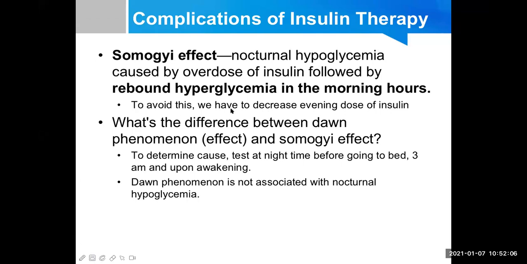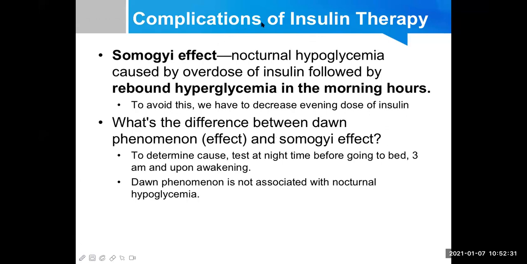So to avoid this, we have to decrease the evening dose of insulin, because if insulin is in a higher dose, that insulin is causing hypoglycemia. That hypoglycemia is causing an increased level of counter-regulatory hormones, and those counter-regulatory hormones are causing rebound hyperglycemia. So this is the mechanism of Somogyi effect.